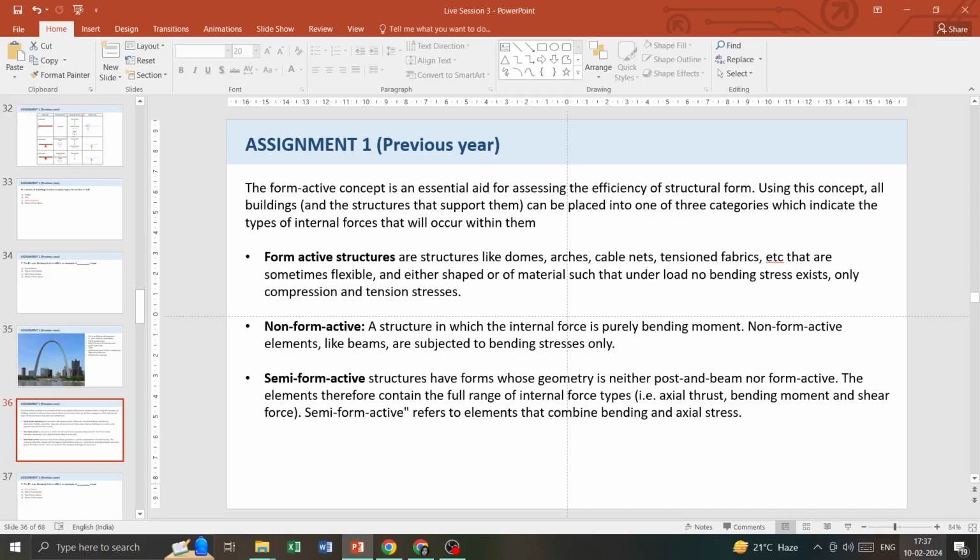And then the third category, semi-form active, it basically means that it has both. It has some part which has bending stresses and some part which has tension and compression stresses. It is neither post or beam or form active. So the elements therefore contain the full range of internal force types: axial thrust, bending moment, shear force. Semi-form active refers to elements that combine bending and axial stresses.